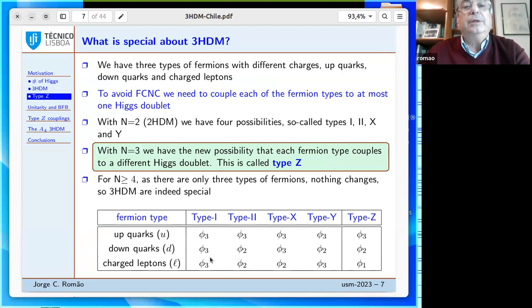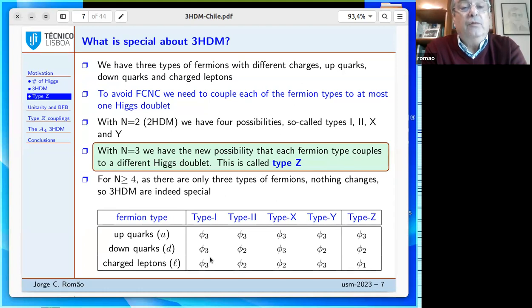The other thing about 3HDM is, especially in a way that I wanted to tell you. Well, we have in nature 3 types of fermions with different charges. They are up quarks, down quarks, and charged leptons. And to avoid flavor change in neutral currents, we need to couple each of the fermion types to at most 1 Higgs doublet. In 2 Higgs doublet models, it is well known that we have 4 possibilities that nowadays people tend to call 1, 2, X, and Y. Sometimes also lepton specific and flipped instead of X and Y.